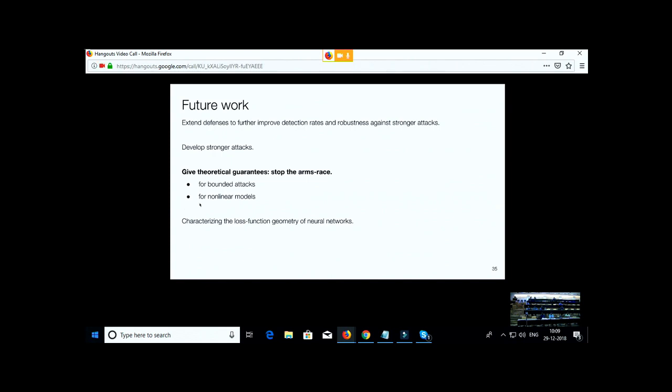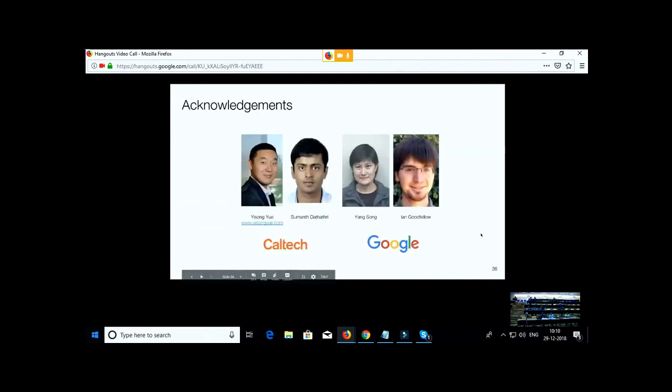What we really want to do is characterize the loss function geometry of neural networks. Because if we want to understand how we can bound the fingerprint loss from below, then what we really need is a better understanding of what the curvature looks like of these kinds of loss surfaces. And that is a wide open topic for research.